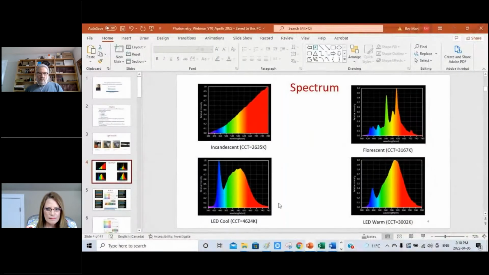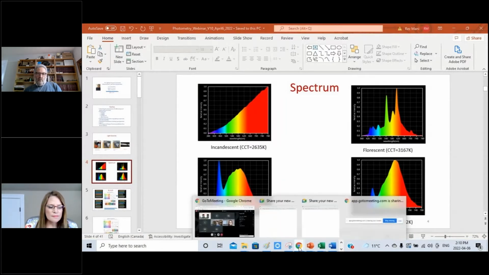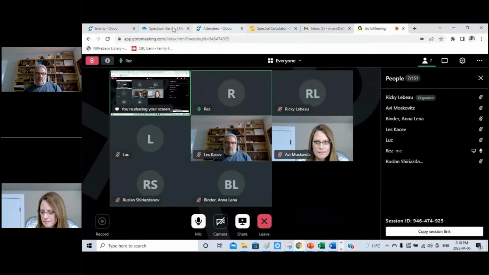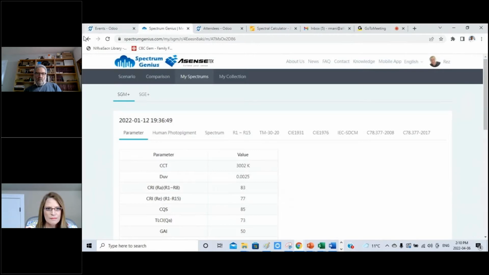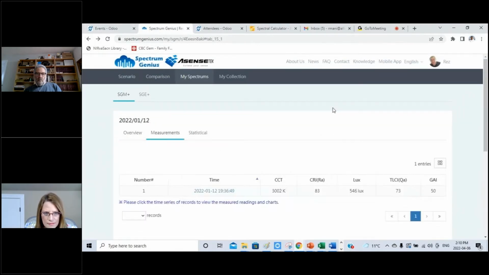Let me actually show the cloud first before I go through these. This is the Spectrum Genius cloud, and anybody can register for it. You can see my picture here. If you go to spectrumgenius.com, you can register your name, unique email, provide some basic information, and then you can make measurements with SDCM Plus. If you synchronize the cloud with the instrument, all your measurements will be saved on the cloud.